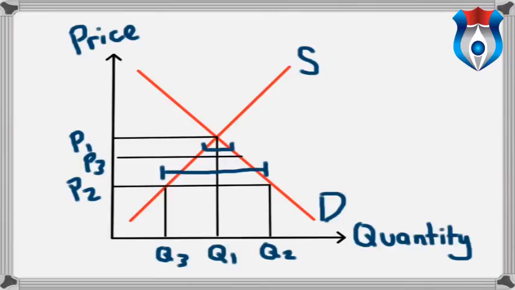So whether the business sets their price above the equilibrium or below the equilibrium, we can see that the forces of excess supply and excess demand will drive the price until it reaches its equilibrium point.